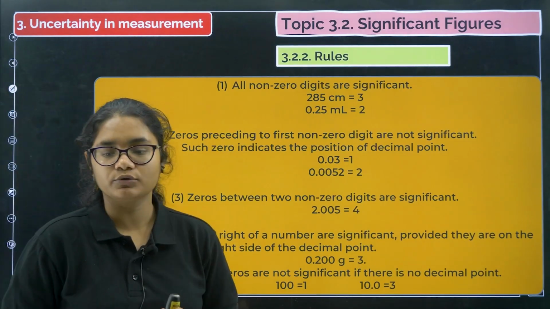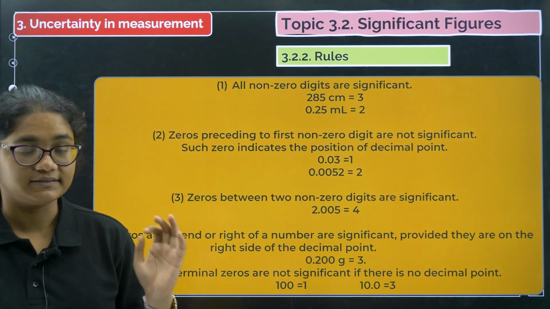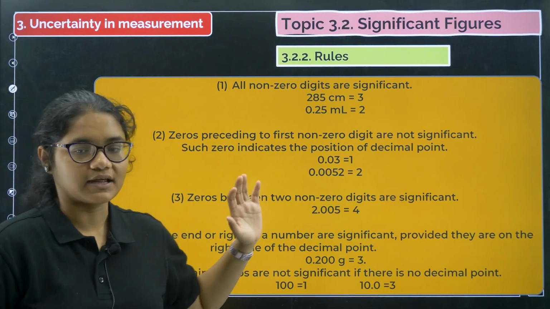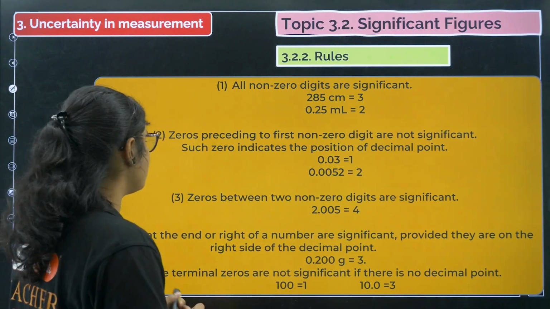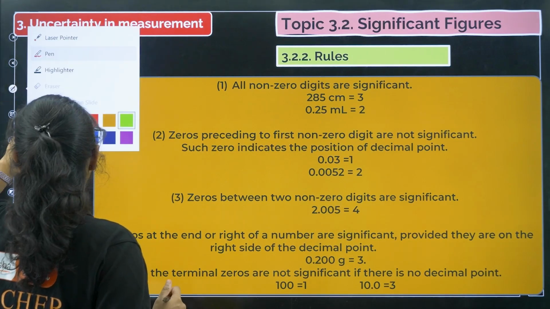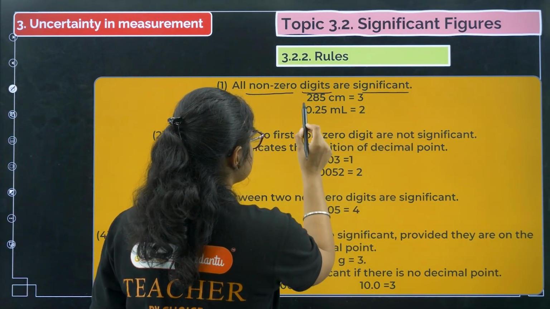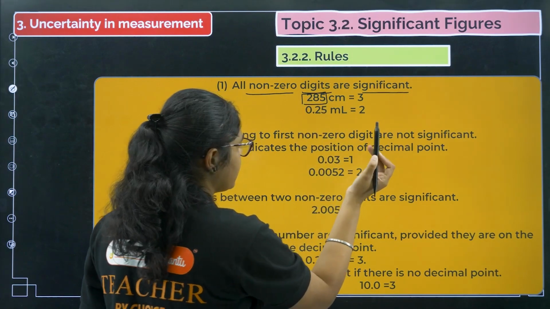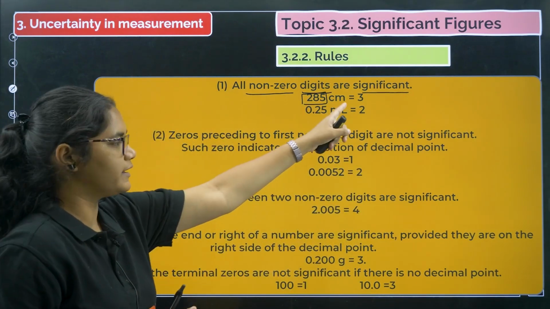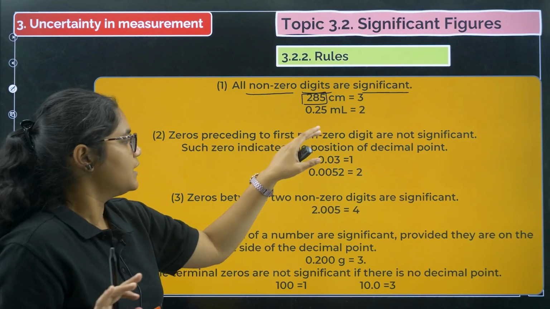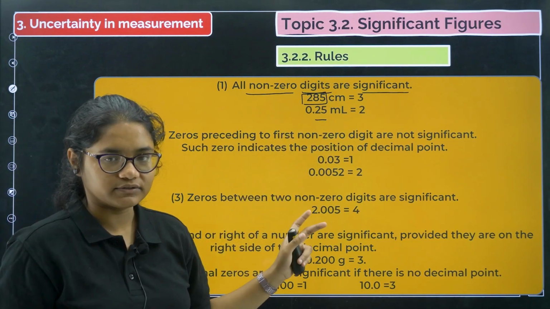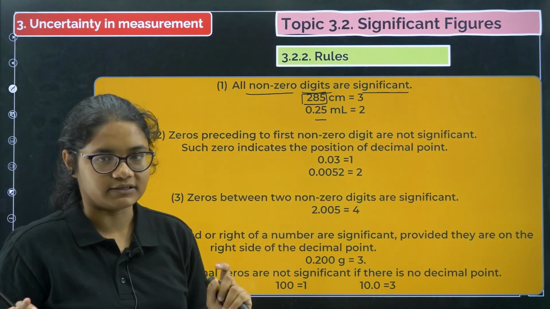Now here are the rules to calculate the number of significant figures. This is very, very important. Questions can be asked from here. First of all, rule number 1 is that all the non-zero digits are significant. You can see here we have 3 digits, 2, 8, 5, all non-zero, so we can say there are 3 significant figures. In 2, 5, there is no 0, so 2 significant figures are there.